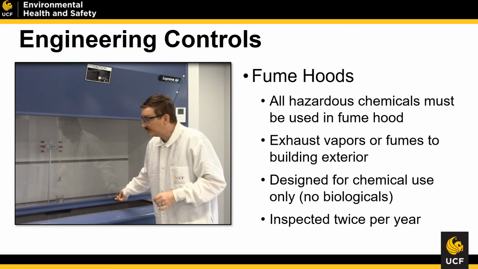So again, if you are using the chemical storage, make sure that the appropriate signage is on the outside of the cabinet. And if you're going to use a fume hood, make sure the sash is set to the appropriate height and make sure that you're working with chemicals at least 6 inches inside the cabinet, so that all of the vapors will be exhausted to the exterior.